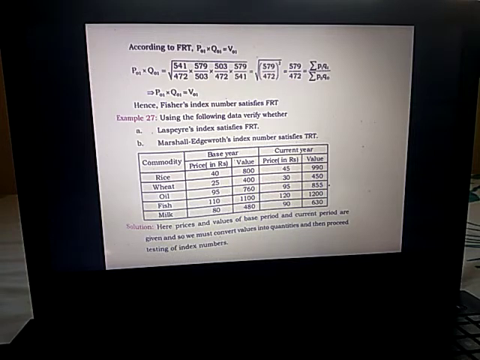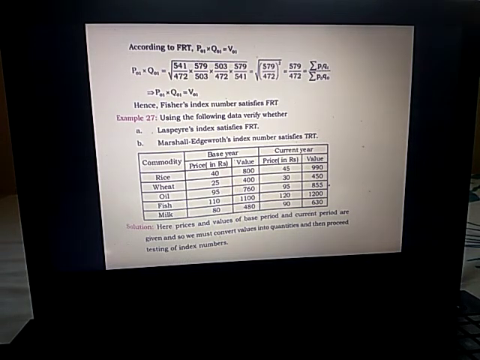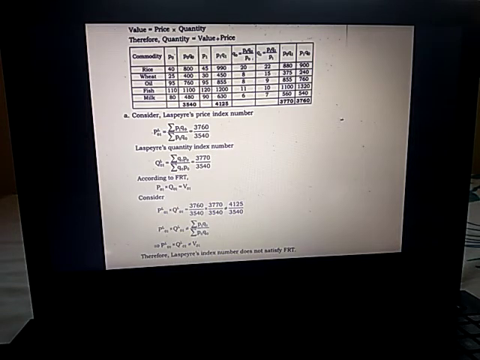So solution: here prices and values of base period and current period are given. So we must convert the values into quantities and then proceed with testing of index numbers. Always when the data is given, check whether the value is given or the quantity is given. If the quantity is given, then you can proceed in calculating, but if the value is given, first we have to convert those values into quantity and then proceed. So value is nothing but price into quantity. Therefore quantity will be value divided by price.